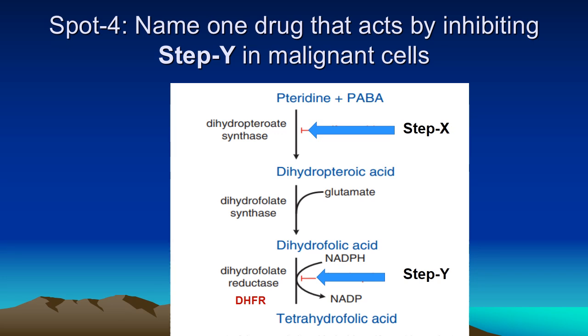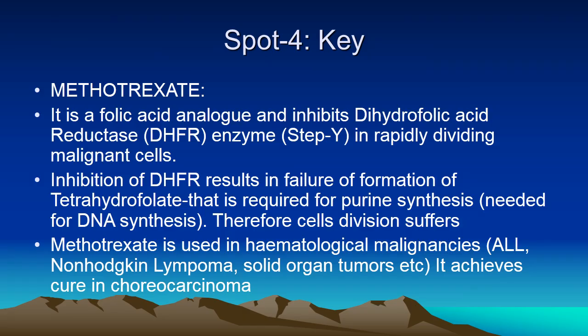Spot 4 is one drug that inhibits step Y in malignant cells, and step Y is the involvement of dihydrofolate reductase, which is needed for conversion of dihydrofolic acid into tetrahydrofolic acid, the biologically active form of folic acid. Now, the likely drug is methotrexate.